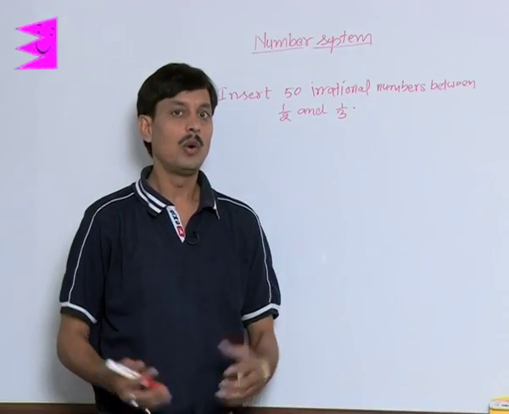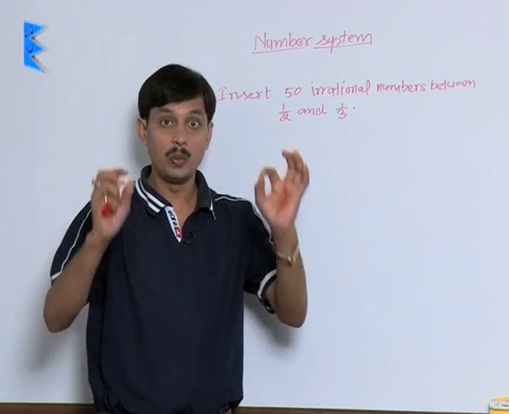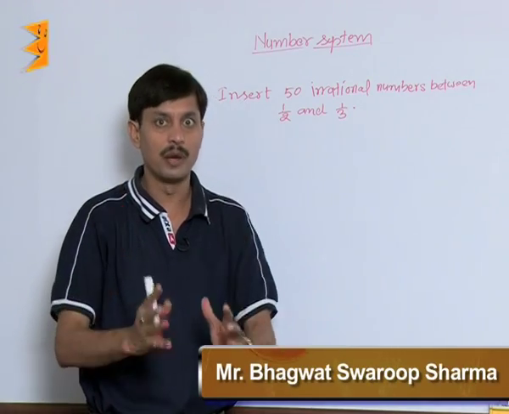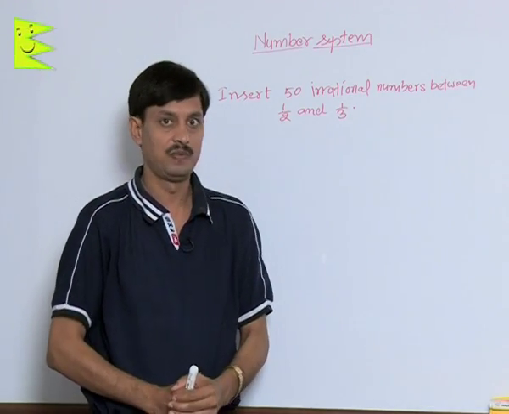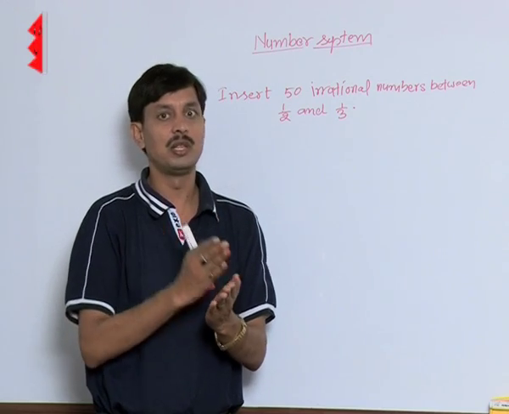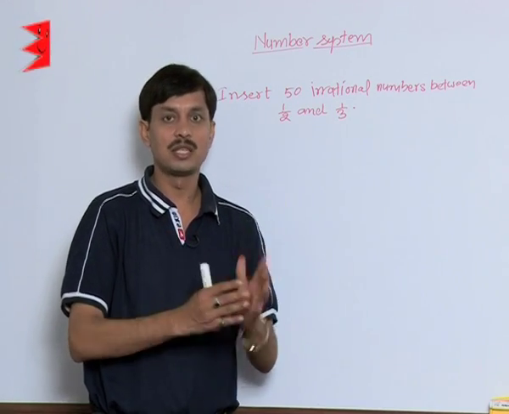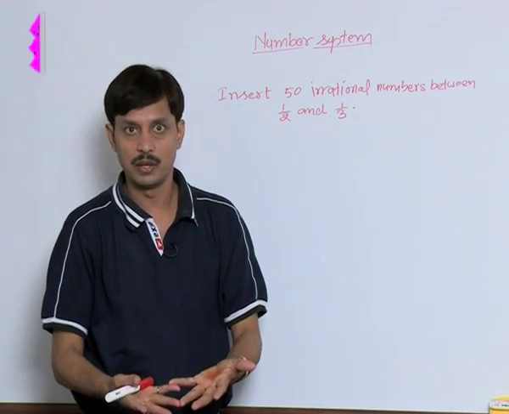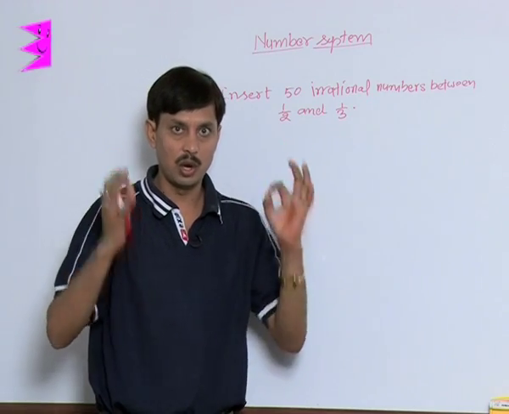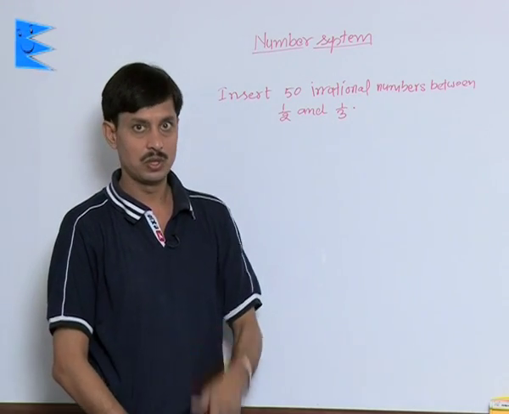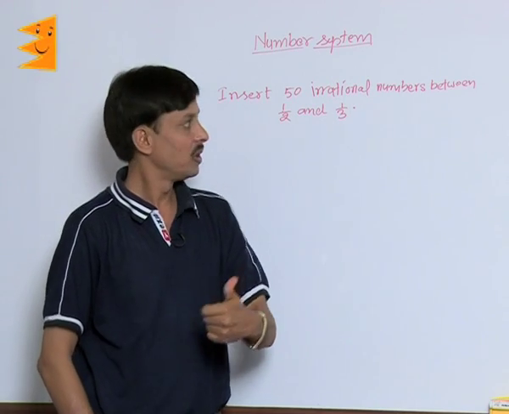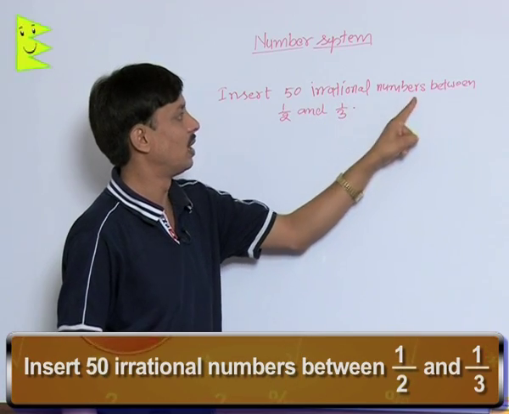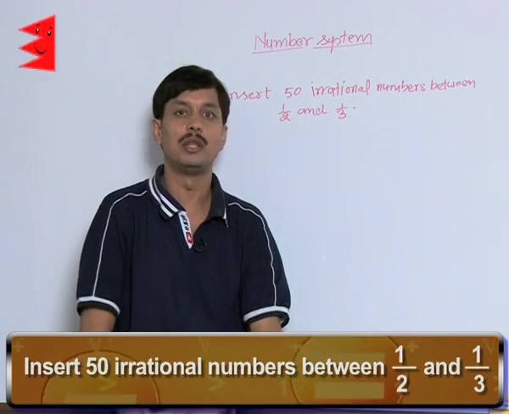Now I am taking an example where, between two rational numbers, we insert a given number of irrational numbers. Rationals are those which are in the form of p by q. Rationals are of two types, either terminating or non-terminating but repeating. Irrationals are those which are non-terminating, non-repeating. So for making it clear, be with me to see this example. Insert 50 irrational numbers between 1 by 2 and 1 by 3.